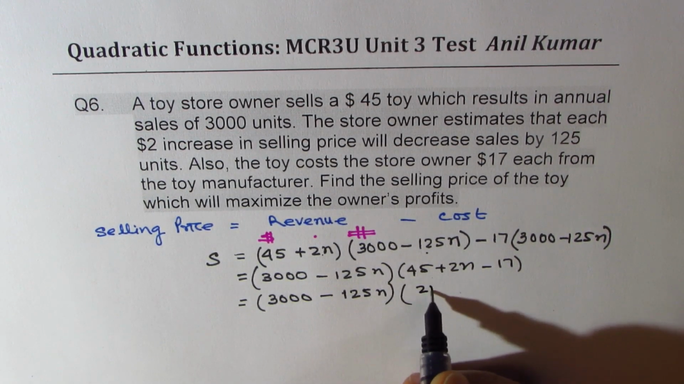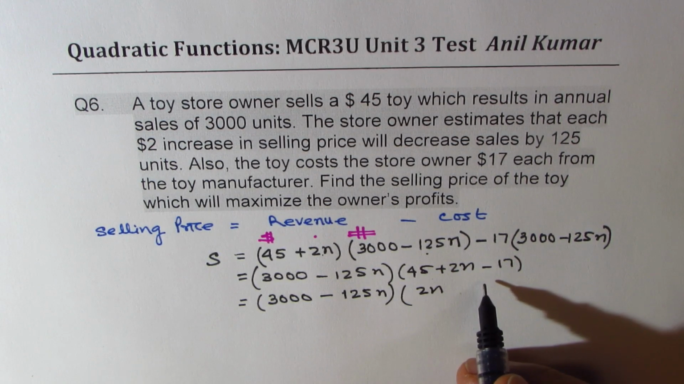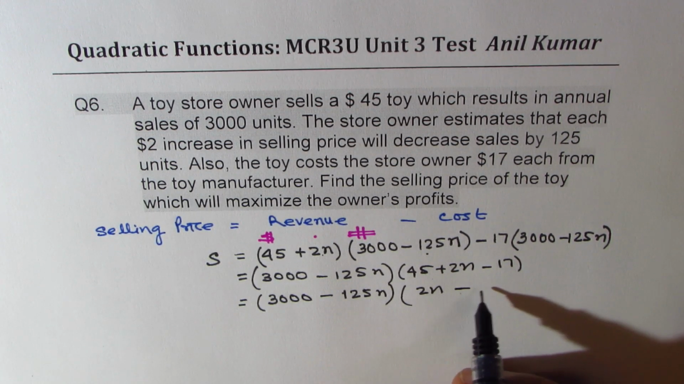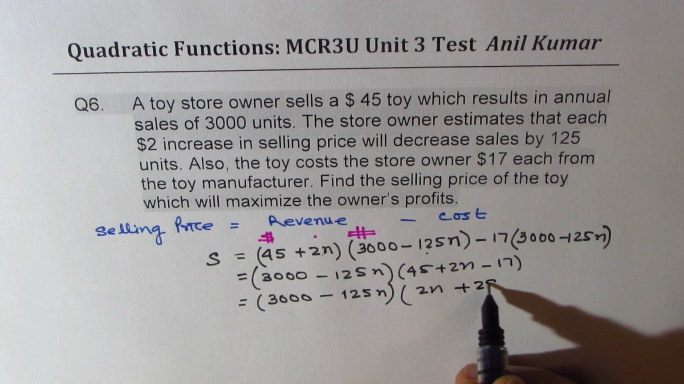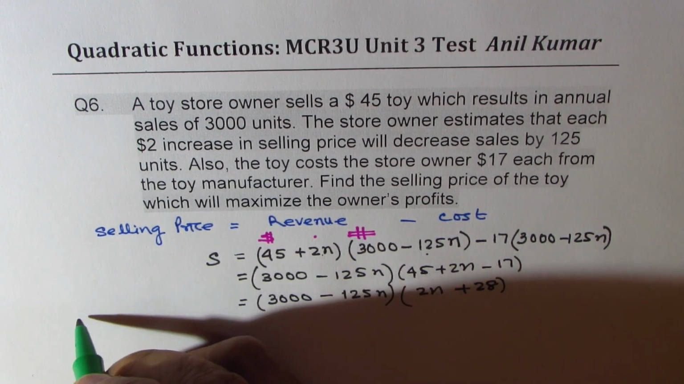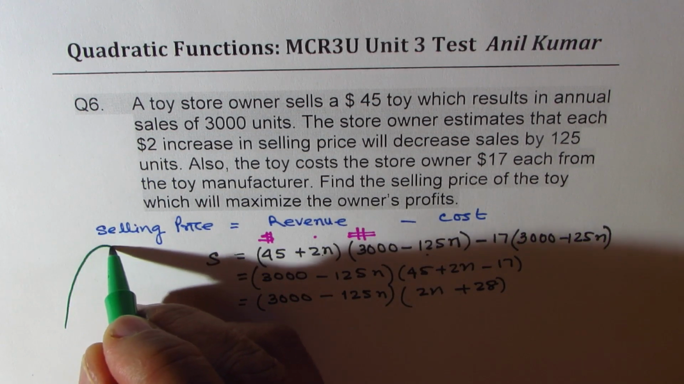So here we have 2n. 25 minus 17 is how much? 8, right? So we get plus 8 here. 25 minus 17. So I hope you understand the concept. This is a parabola which is kind of like this, right?